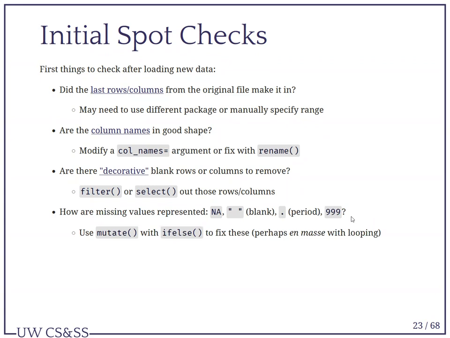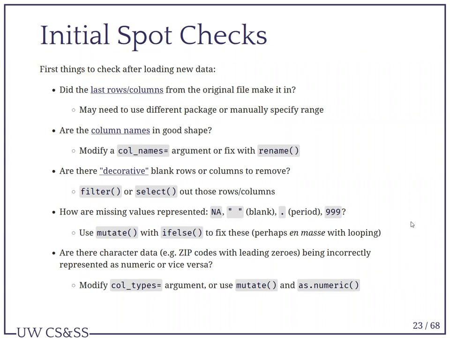Also, keep in mind how missing values are represented. Some data sets are familiar with just using NA, and others will use some sort of space or a blank. Others will use a period, and others will use 999 or 48 or something. And then it's time to use mutate or if else, or perhaps some sort of en masse looping structure in order to get rid of all of those things.